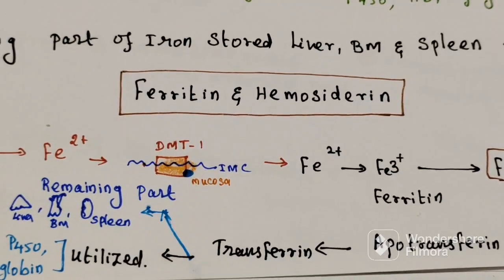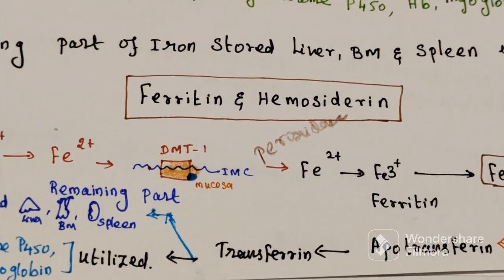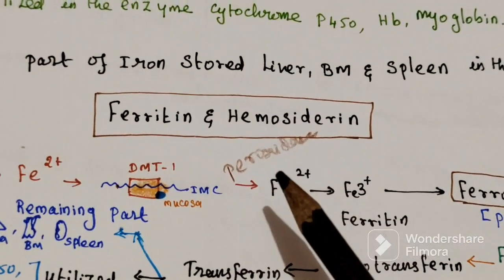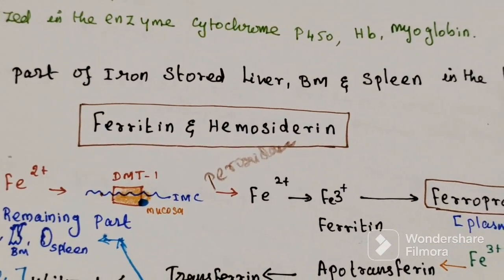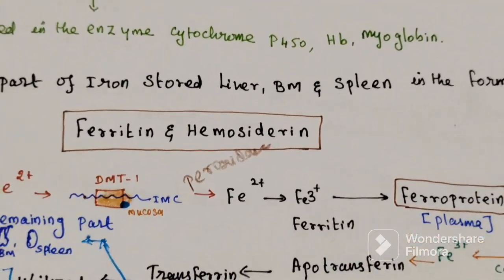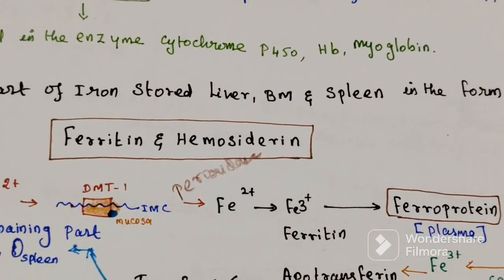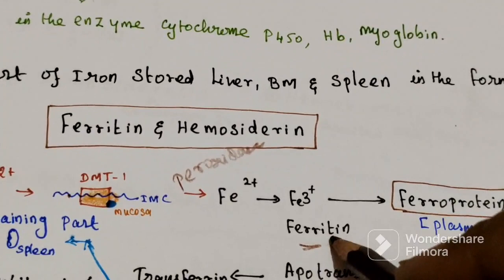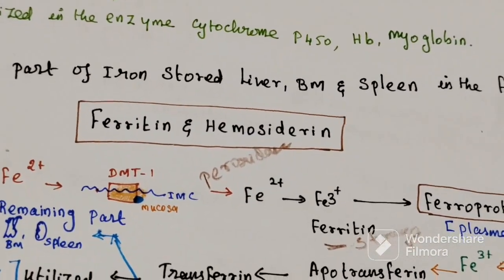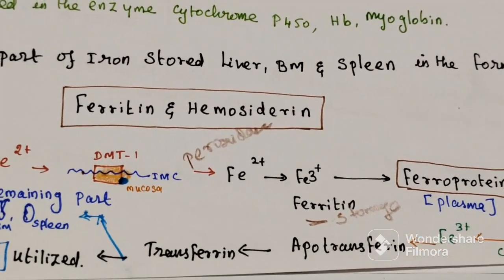With the help of this protein, iron gets absorbed into the intestinal mucosal cell. In the intestinal mucosal cell, iron is converted into the ferric form with the help of the enzyme peroxidase. This is stored in the intestinal mucosal cell as ferritin. This is the storage form of iron in the intestinal mucosal cell, liver, spleen and bone marrow.